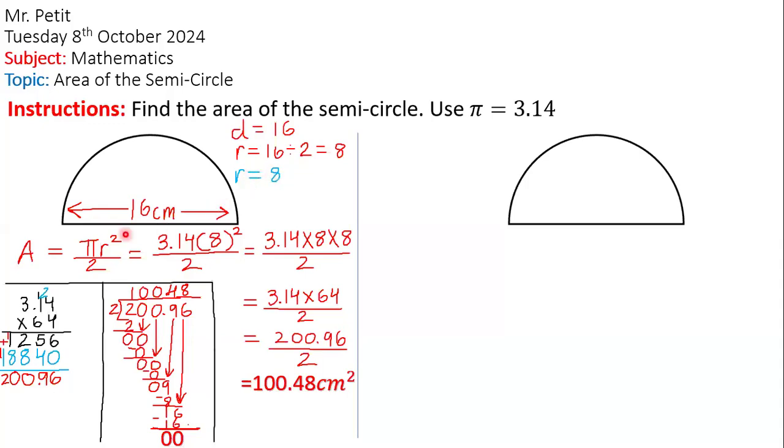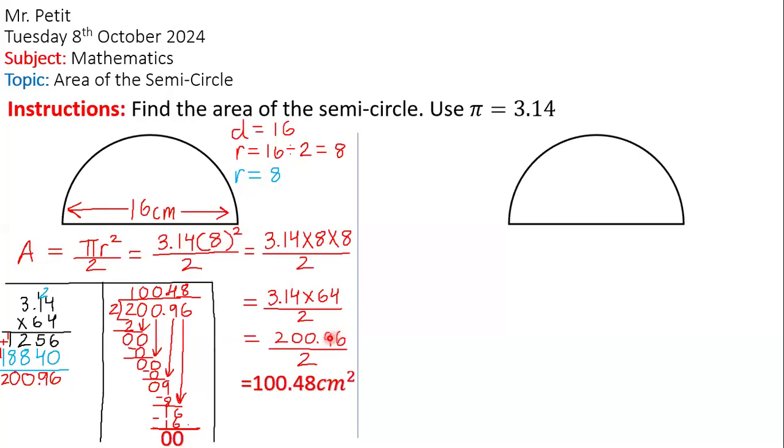And so we say, okay, A is equal to pi r squared all over 2. So it's going to be equal to 3.14 multiplied by 8 squared. Now, what is 8 squared? 8 times 8. 8 times 8 is 64. So we have 3.14 times 64. And 3.14 times 64 we established was 200.96.